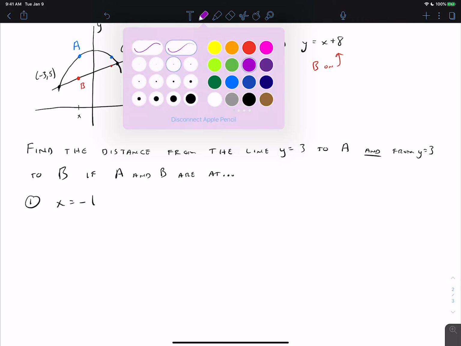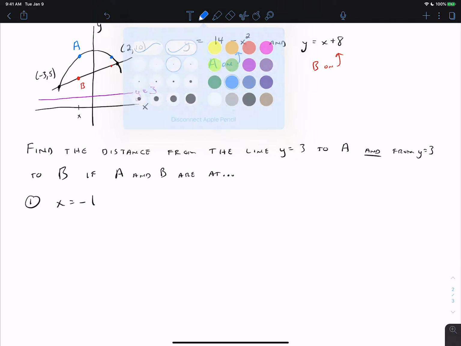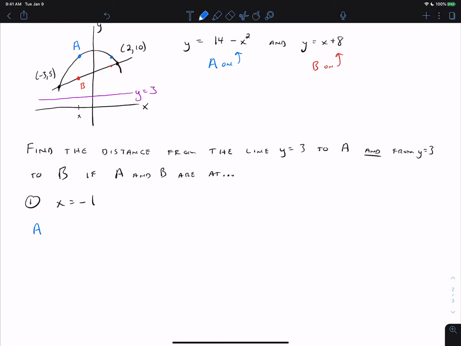So first, let's draw in the line y equals 3. Y equals 3 is a horizontal line. It's under the region because it's under that bottom intersection point, negative 3, 5. So from point A to the line y equals 3, what I mean by that is the closest distance, the most direct distance from point A to the horizontal line y equals 3. That distance is a vertical distance.